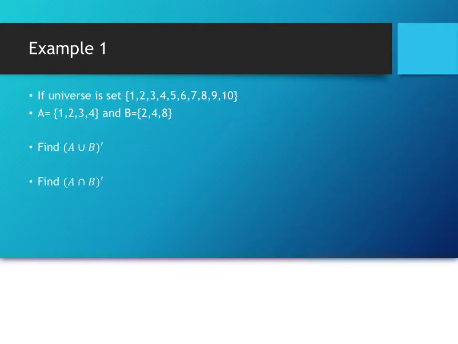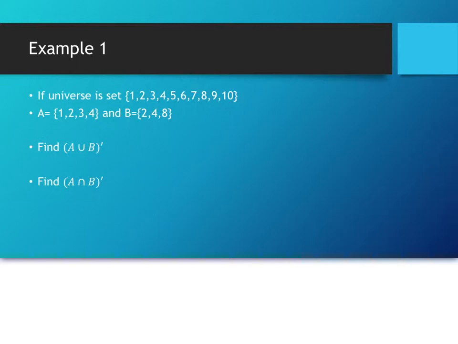So here's the deal. Let's pretend we have a universe which is the counting numbers 1 through 10. A is going to be 1, 2, 3, 4. B is going to be 2, 4, 8. All right? Now, just like regular arithmetic, parentheses take precedence over everything else. So what that means is you need to simplify what's in parentheses before you do anything outside of it.